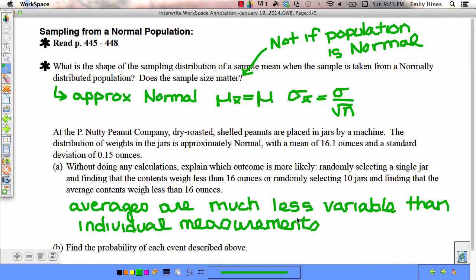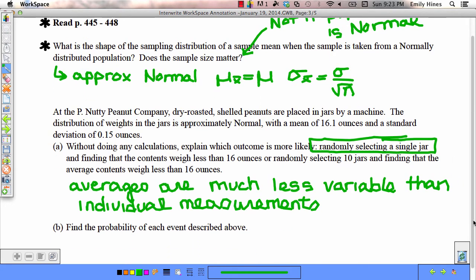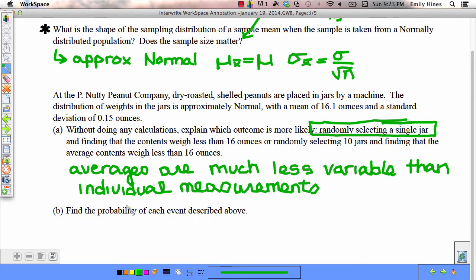So if my average is 16.1, my mean, and I'm looking for something less than 16, then I'm probably going to have a better chance of getting that if I randomly select a single jar, because it's more likely to be lower or higher than the averages are. The averages are likely to be more in the middle, less variable, closer together. All right, so let's find the probabilities of these events.